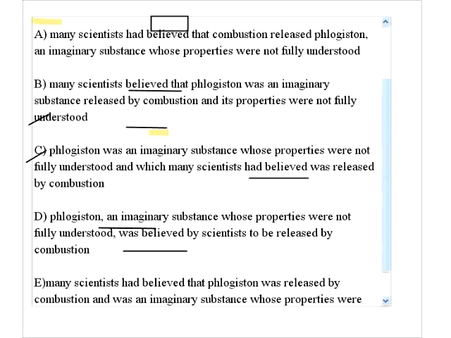Now we've got D. Until proved otherwise, phlogiston was believed by scientists to be released by combustion. Okay, I'm going to leave that one around for now, because D was the next favorite after what I've gotten rid of. And then finally, E: until he proved otherwise, many scientists had believed that phlogiston was released by combustion and was an imaginary substance whose properties were not fully understood. What's wrong with E? Not a lot of E picking in the room.